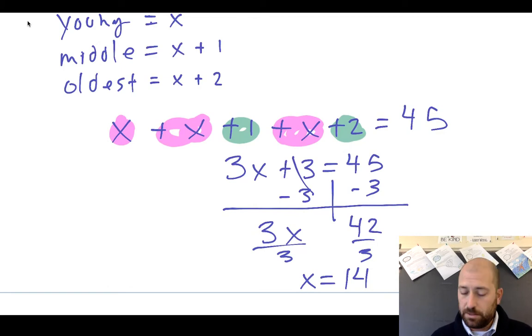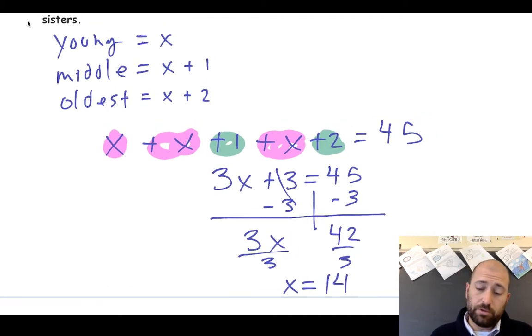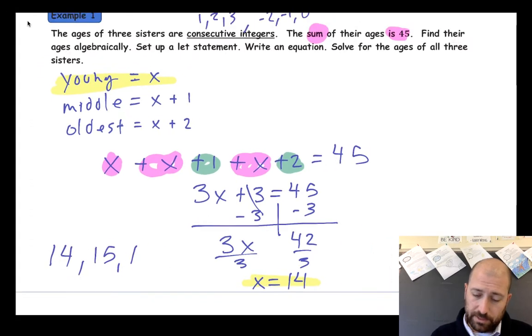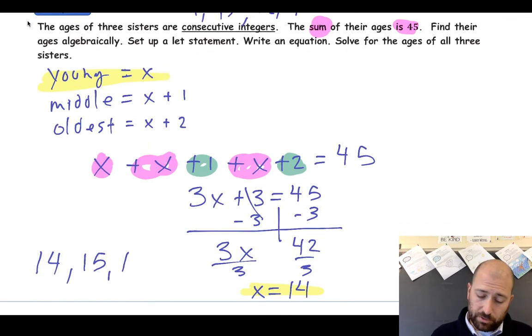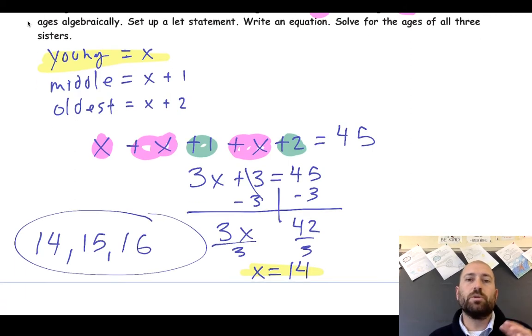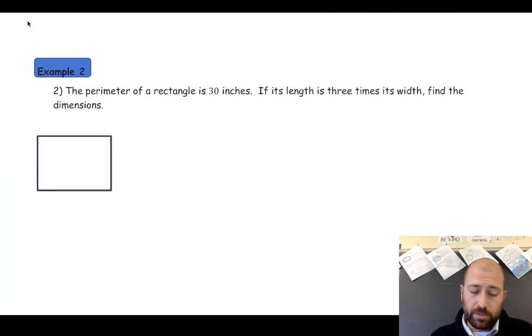So what does that mean? Well, if I look back at my original, that means the youngest is 14. So these girls' ages are 14, 15, and 16. Okay? So it says solve for the ages of all 3 sisters. They are 14, 15, and 16 years old. So we can see in that example, we really wanted to set up the 3 unknowns, but again, they're going to be related to each other.